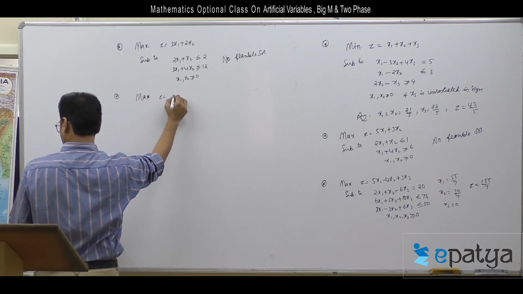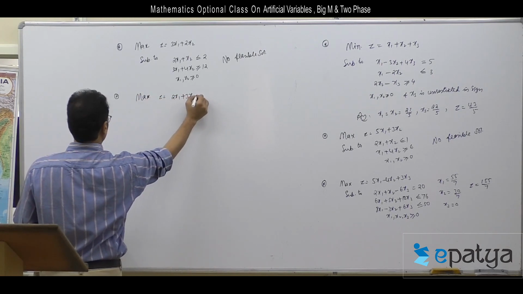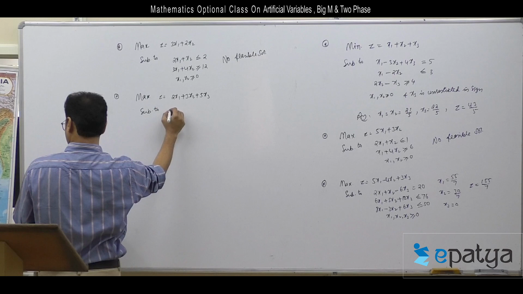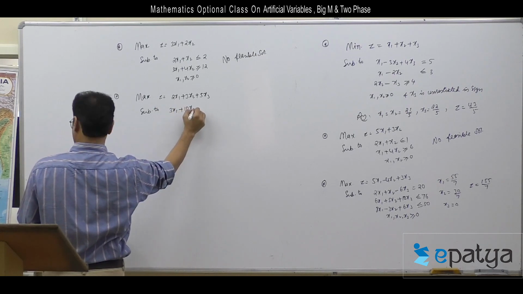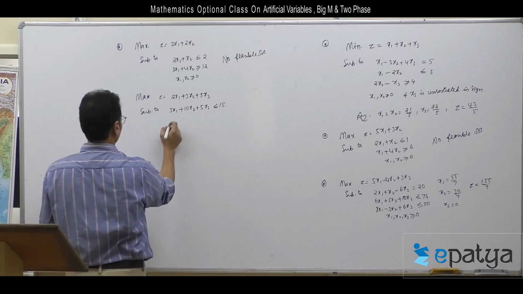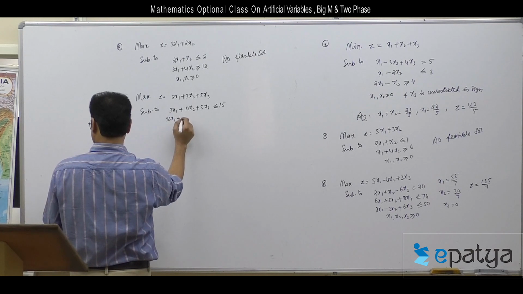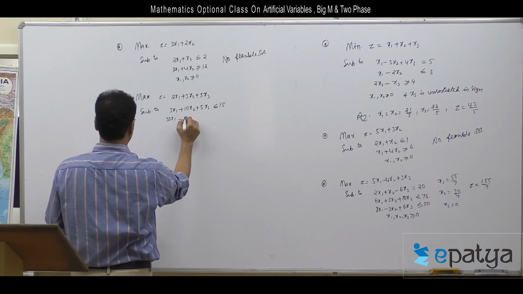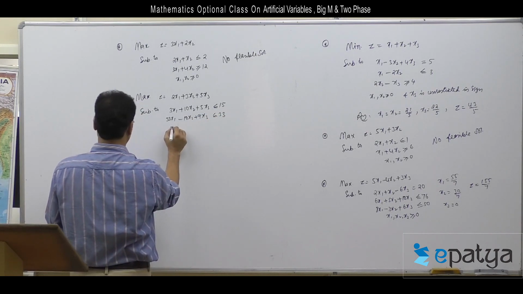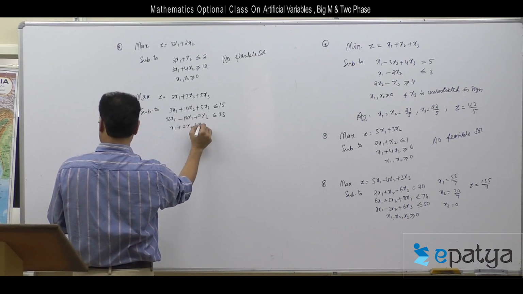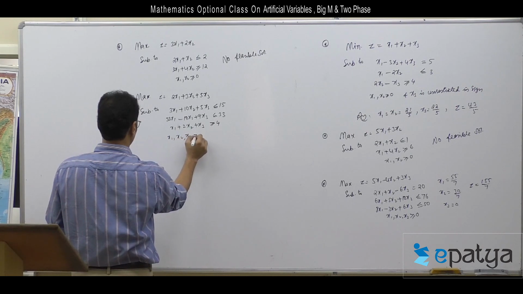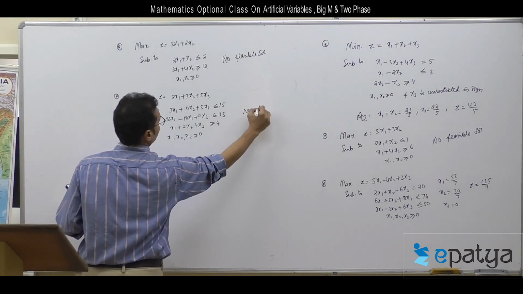Maximize z equal to 2x1 plus 3x2 plus 5x3 subjected to constraints 3x1 plus 10x2 plus 5x3 less than or equal to 15, 33x1 minus 10x2 plus 9x3 less than or equal to 33, x1 plus 2x2 plus x3 greater than or equal to 4, x1 comma x2 comma x3 greater than or equal to 0. Again, no feasible solution.